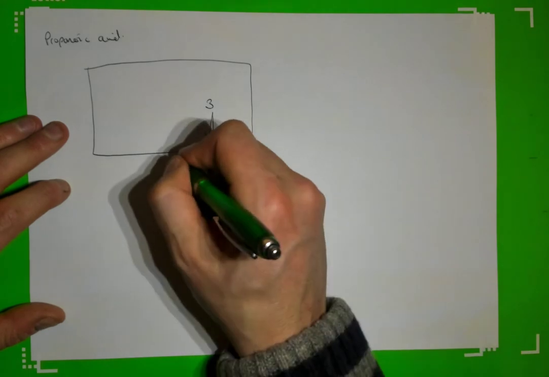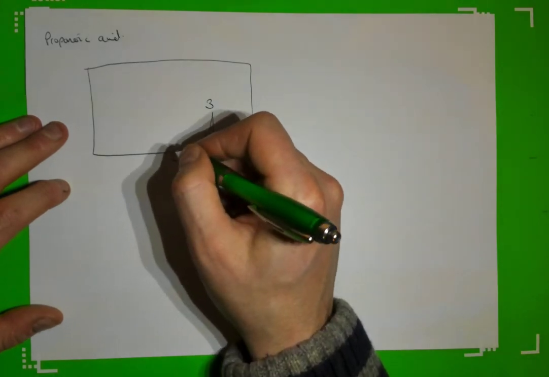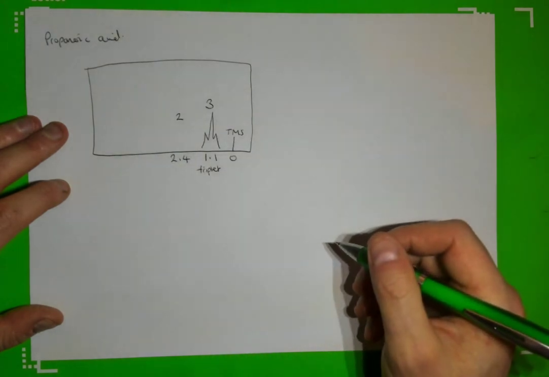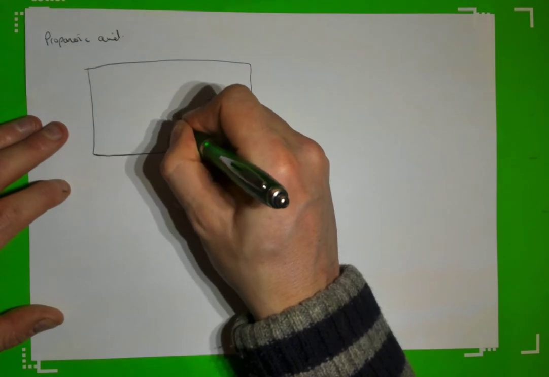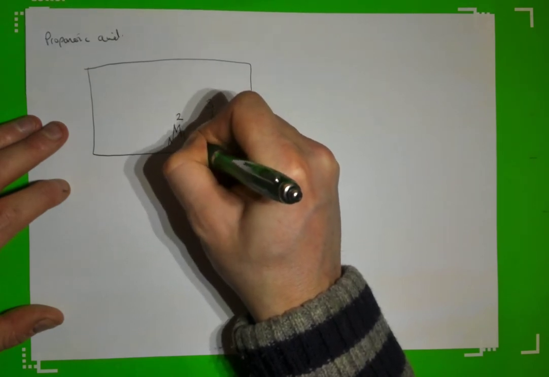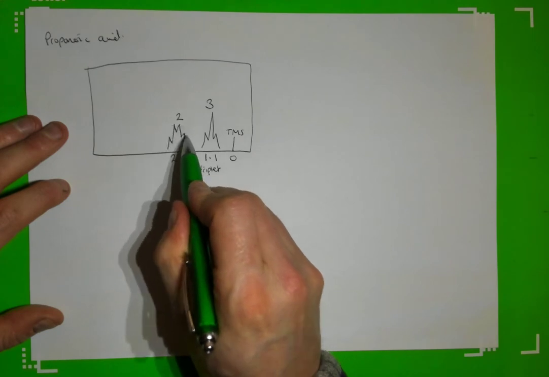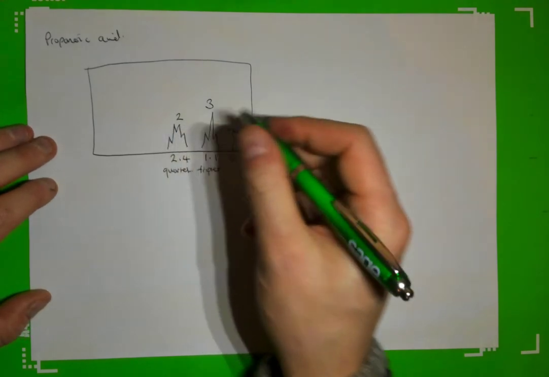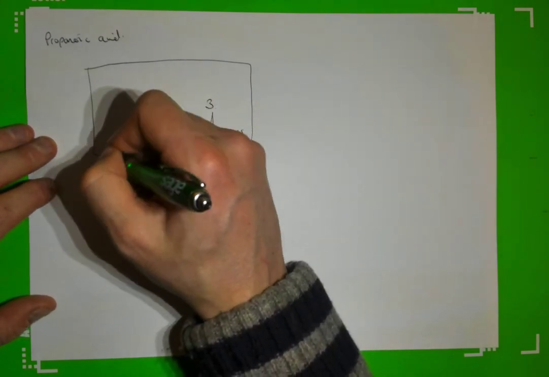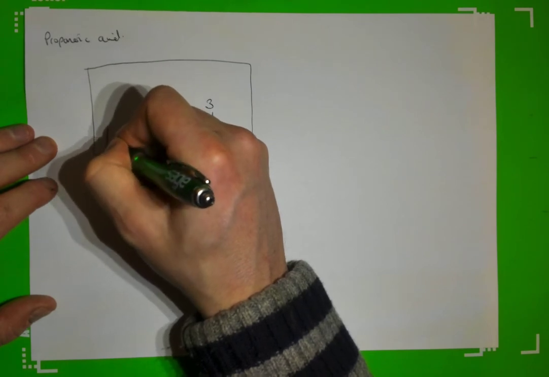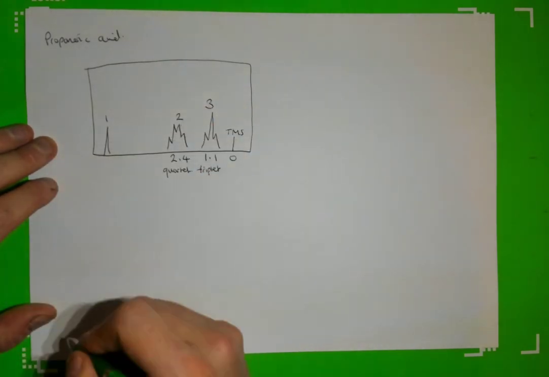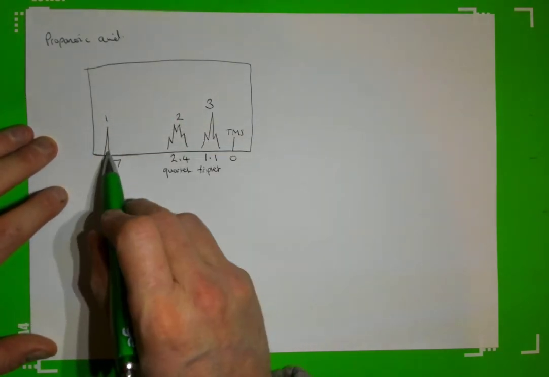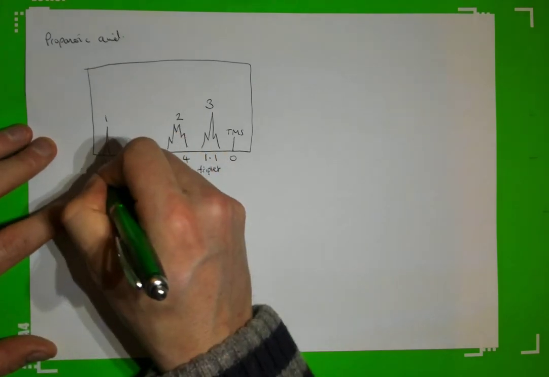We have another peak at 2.4, and the integration ratio is 2, and this one is a quartet. Those are the 4 peaks, 1, 2, 3, 4. And up here we have the final peak with an integration ratio of 1, and that is at 11.7, and you can see there's only 1 peak there, so that's a singlet.